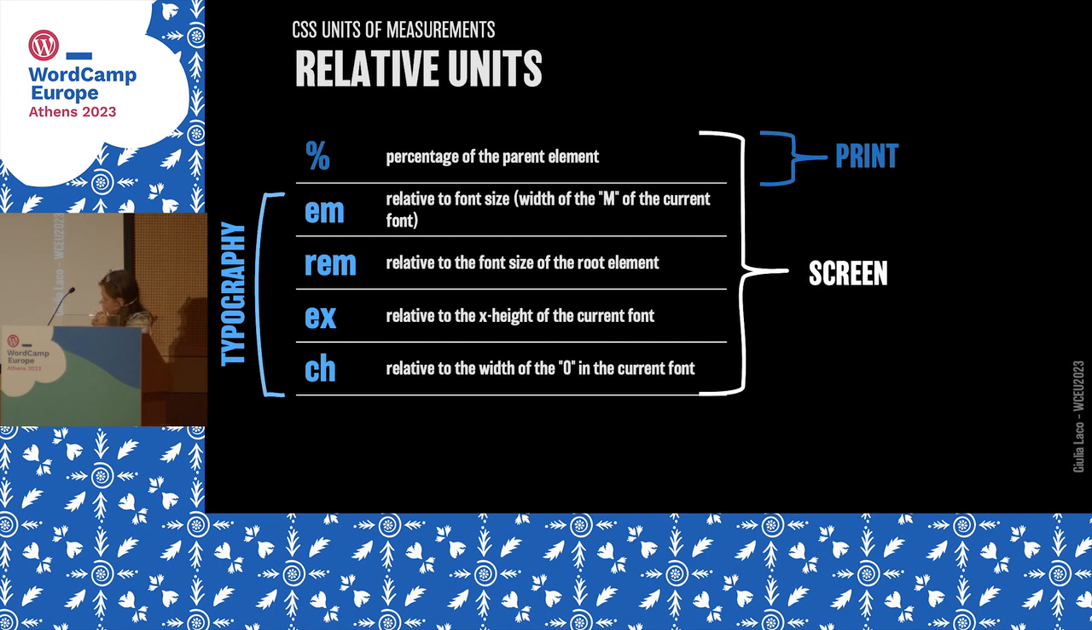Everybody probably knows em and rem. Rem is relative to the root element, and em is relative to the font size of the parent, and it takes its name from the M of the font. We'll see in practice later on. Then we have ex and ch, which depend on the font. The ex is the height of the lowercase x of that font, and the ch is the width of the zero character in that font. So the last two are dependent on the particular font; they change with the font. In the playground we can try and experience that difference.